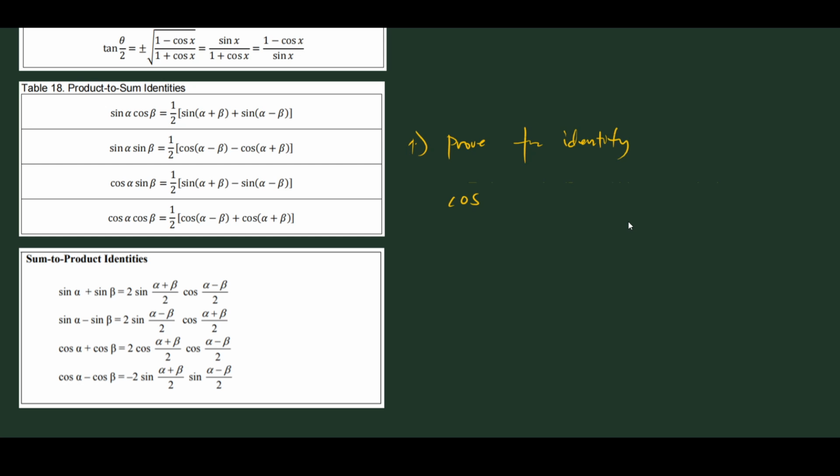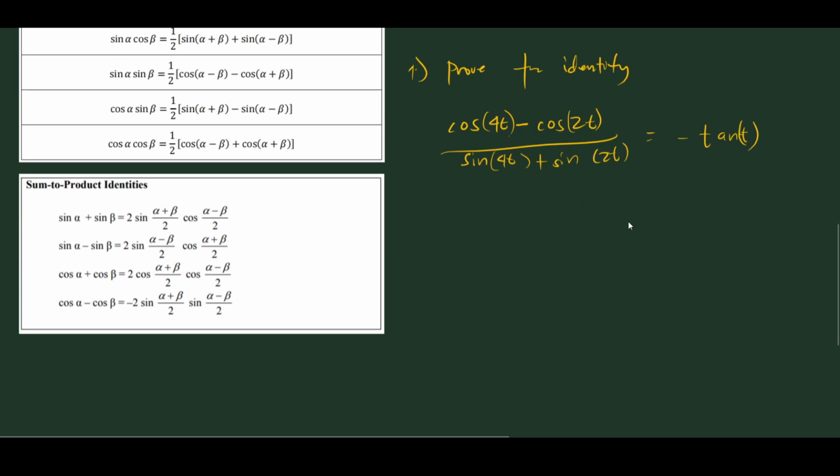So we have cosine 4t minus cosine 2t, all over sine 4t plus sine of 2t. This is supposed to be equal to tangent t. Okay, so we should simplify this left-hand side. Let us use our sum to product identities for this one.